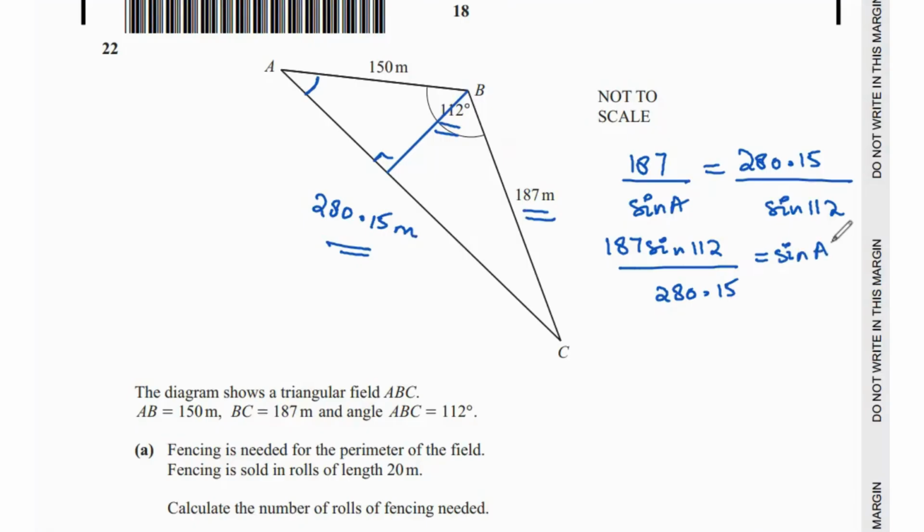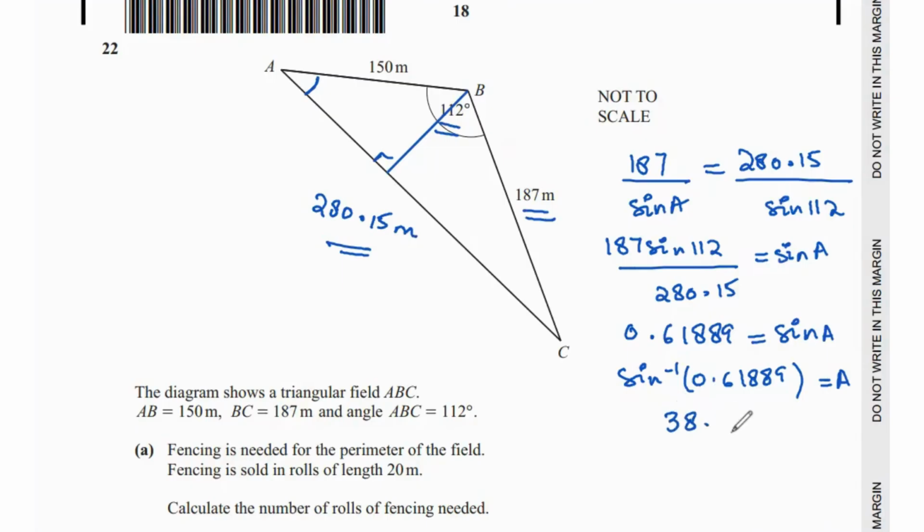Let's plug this in the calculator. 187 times sine of 112 divided by 280.15. That's 0.61889. Take sine inverse of that. And that's going to give us 38.24 degrees. That's your angle A. So now this is 38.24.